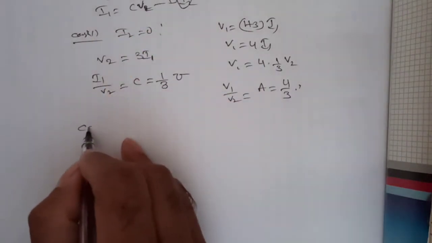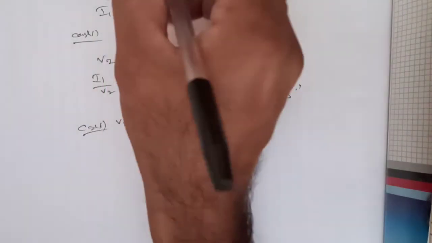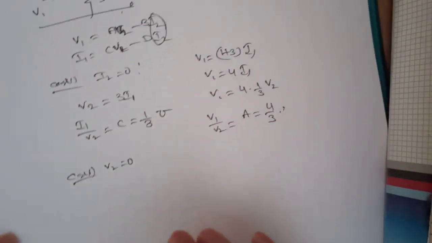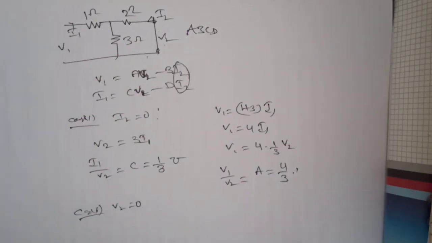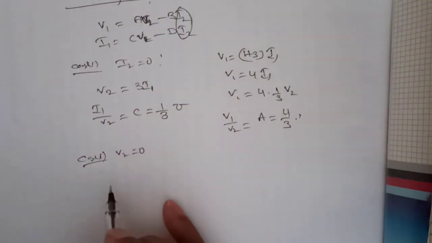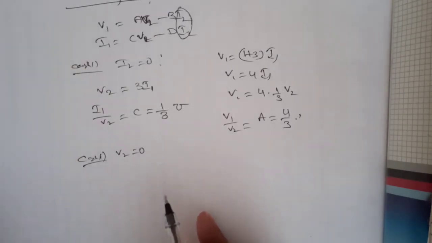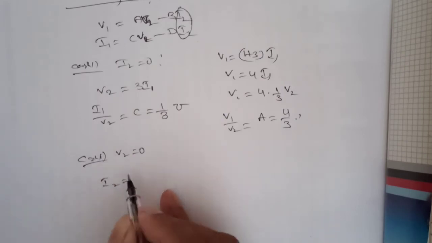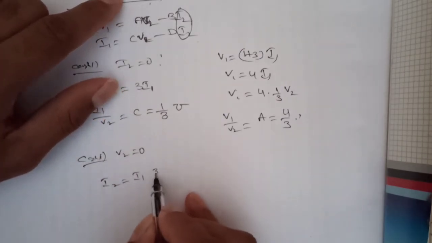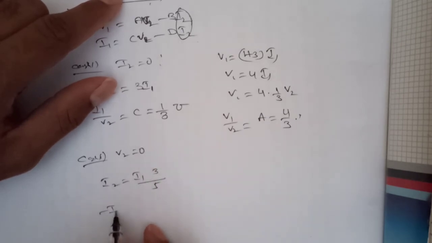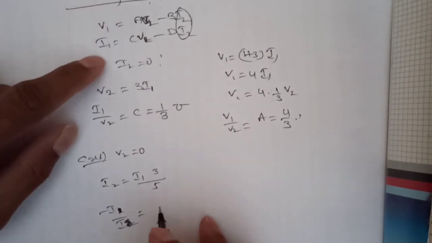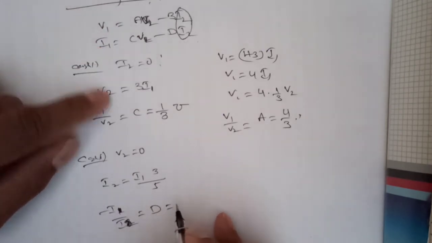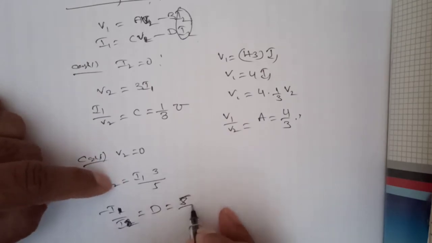Next is case 2, making V2 zero. What is the meaning of V2 zero? The port 2-2 dash is short circuited. Whenever it is short circuited, we have to consider the resistance and current. How can we find the V1 and I2 relation? First, try to find the I1 and I2 relation. I2 equals total current into the opposite resistance 3 divided by the total resistance, but I want minus I1 by I2. Why? Because to define D, minus I1 by I2 is nothing but 5 by 3.